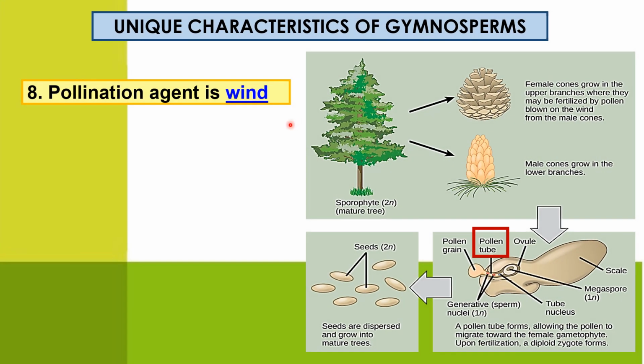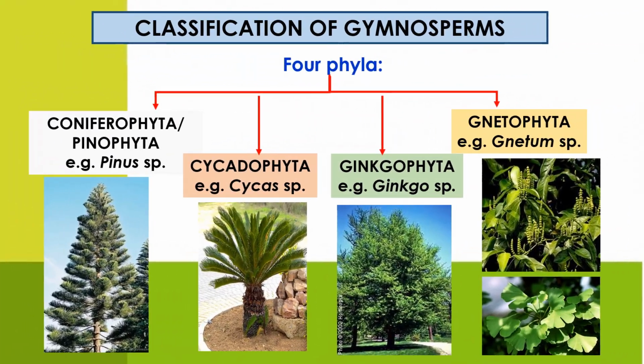Pollination agent for gymnosperm is wind. Water is not needed for sexual reproduction. The non-motile sperm cell reaches the egg cell by pollen tube. Classification of gymnosperms. The four phyla of gymnosperm are phylum Coniferophyta or Pinophyta, phylum Cycadophyta, phylum Ginkgophyta, and phylum Gnetophyta.